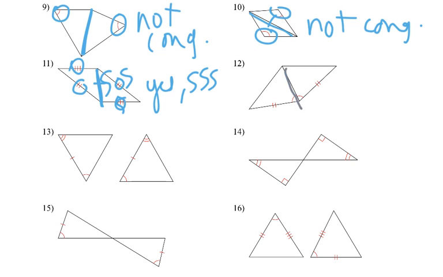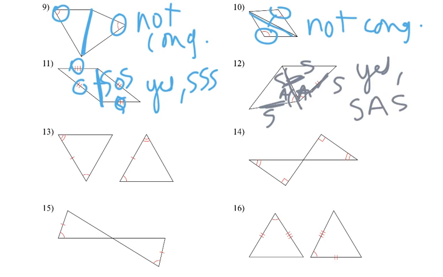Okay, 12, we've got a side they share, and an angle and another side. So a side and an angle and a side, an angle and a side, and the angle's in between both sides, so we say yes by side, angle, side.